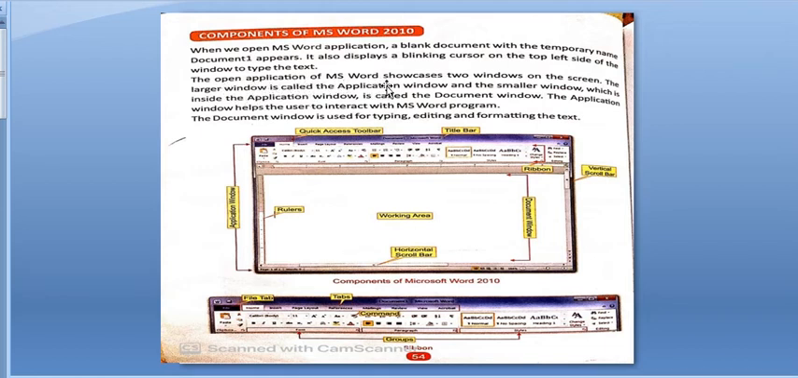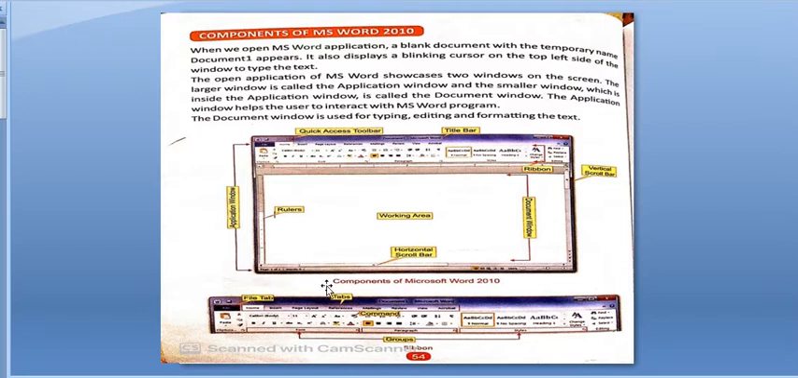The open application of MS Word showcases two windows on the screen. The larger window is called the application window and the smaller window, which is inside the application window, is called the document window. The application window helps the user to interact with the MS Word program. The document window is used for typing, editing and formatting the text.